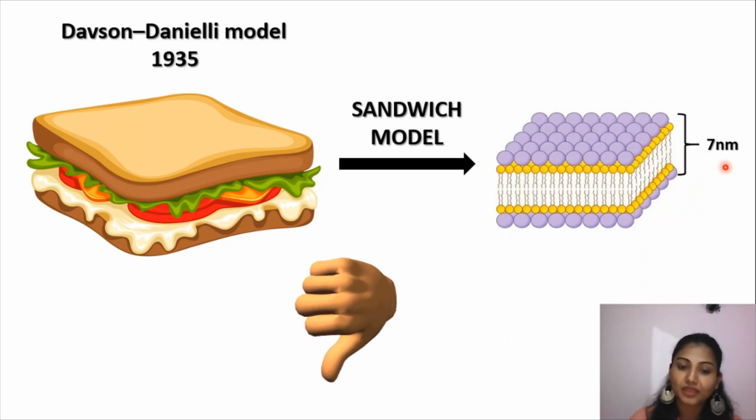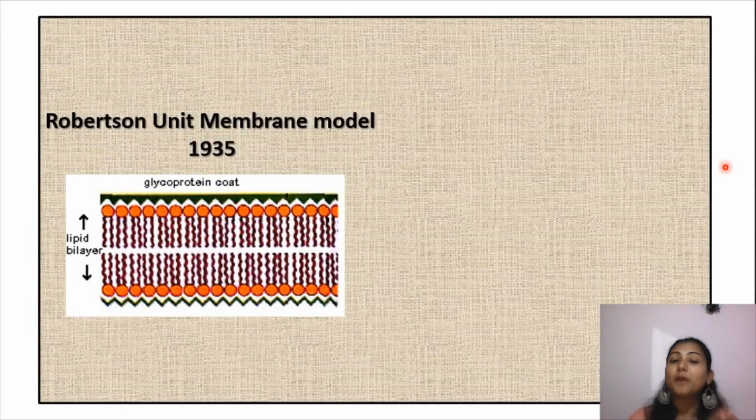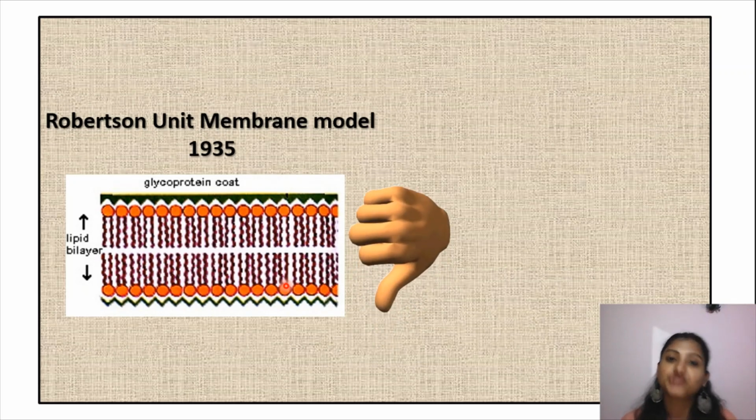And students, the thickness of the cell membrane given by them was 7 nanometer, which was one of the good points. Now, the next effort was the Robertson unit membrane model. He suggested that the whole membrane is one unit. It is not separately the protein and the lipid; they are together. Later he said that there are two layers of lipid, but the protein and lipid are together. But he was not able to explain the further reasons for it, and his model also got rejected.